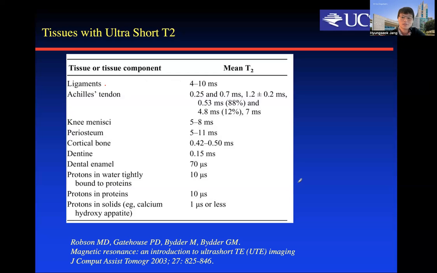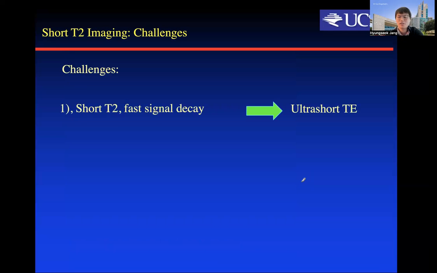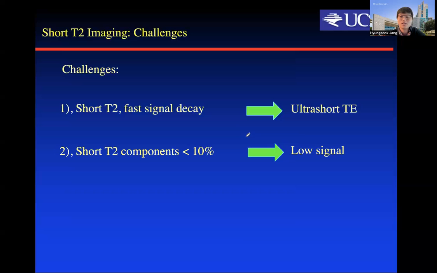So the conventional MRI cannot image those very well. There are several challenges in conventional MRI to image those short T2 tissues, because the signal decays so fast in the T2 decay. So we need to use ultra-short echo time to capture the signal, but the signal also is very low compared to the other long T2 tissues.